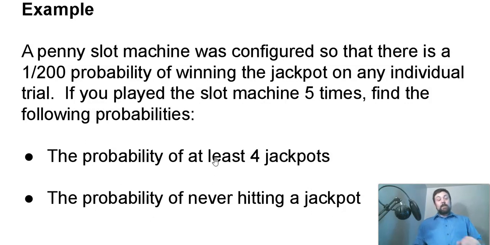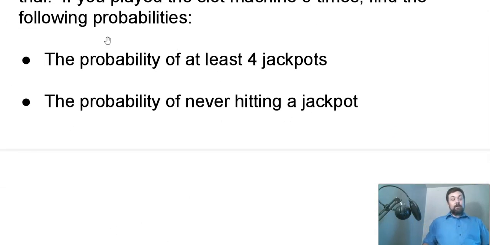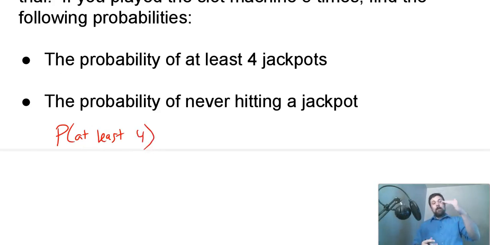Same problem, but this time we want to find the probability of at least 4 jackpots. So this time we're going back to the at least terminology. So the probability of having at least 4 jackpots here. Remember, at least means, think about the carnival ride. At least this tall means this tall or taller. So it means that much or more. So at least 4 means 4 or more.